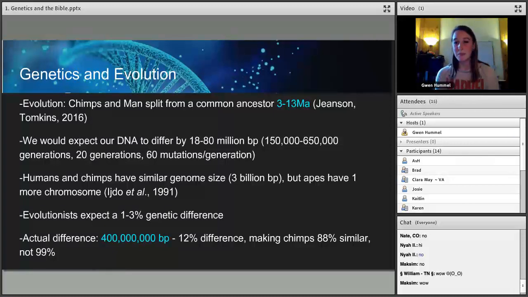Why do you think that might be? Why would we actually expect these chimps to be 88% similar to us? And there's a lot of different reasons.